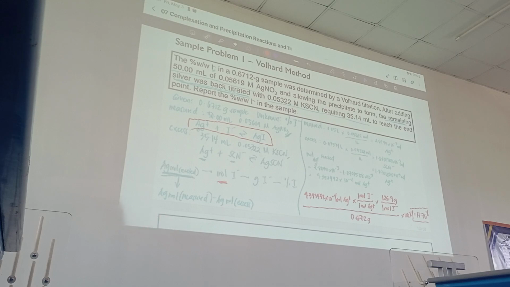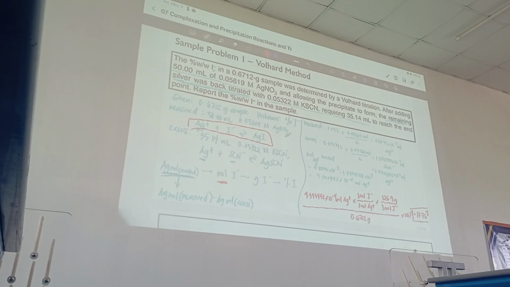Example? Oh, ito. Polar reactor siya. Sample problem is sa titration. Kaya ang polar method is titration. Same process na daw. Polar method.